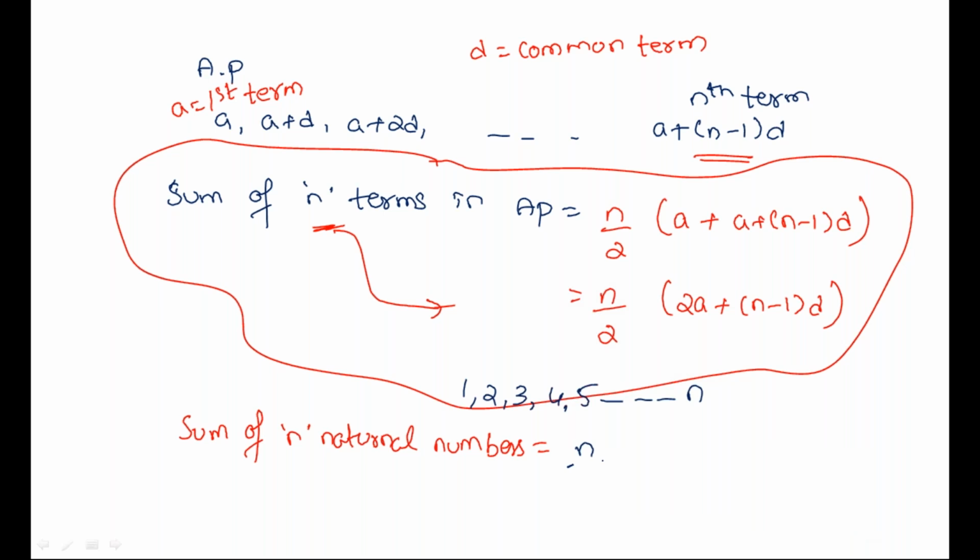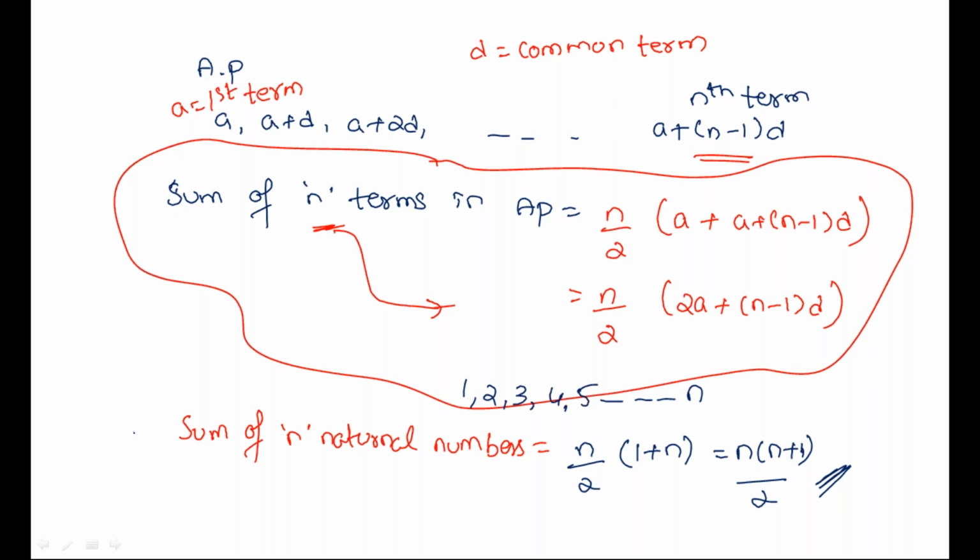Number of terms is n divided by 2. The first term is 1, the last term is n. 1 plus n can be written as n plus 1. This is how the sum of natural numbers formula is developed, my dear friends. See, there is a reason behind every formula.